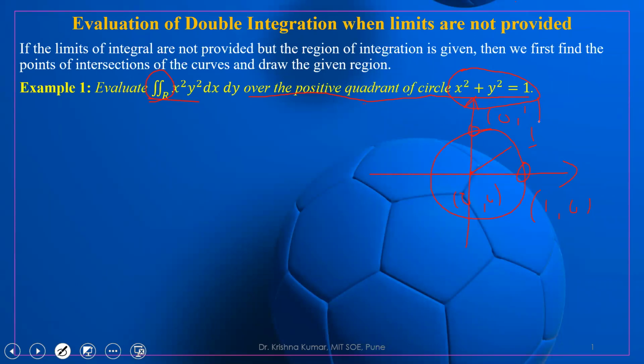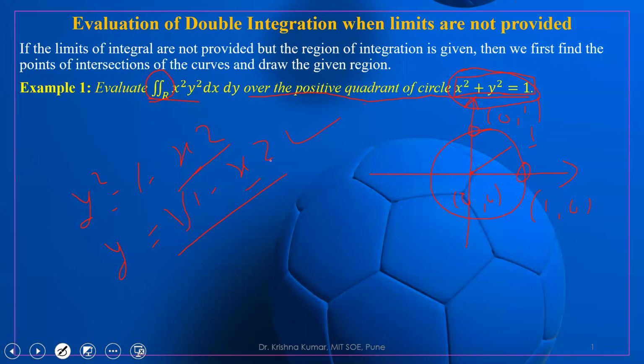Now here x and y are related with the help of this circle, so x and y are not independent. What it means is that the limit of either x or y depends upon the other variable. We can write y square is equal to 1 minus x square. So what is the value of y? It is root over 1 minus x square. Since we are considering the positive quadrant, this will be positive. So we can say that the limit of y depends upon x.